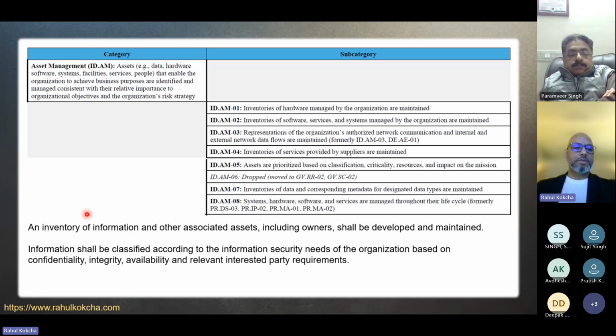And if you go to the requirements given by 27001, it talks about the inventory of information and other associated assets, including owners, shall be developed and maintained. Right? Talking about the same thing. Right? Information shall be classified according to the information security needs of the organization. Here also assets are prioritized based on classification, criticality, resources, and impact on the mission of the organization. Right? Here it's again based on the CIA and the relevant interested parties' requirements. Right? So again, both are talking about the same thing.